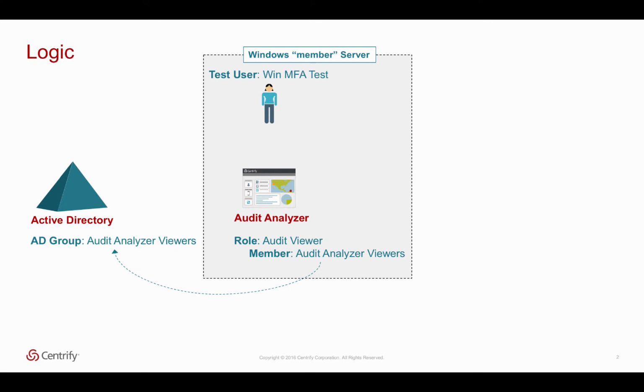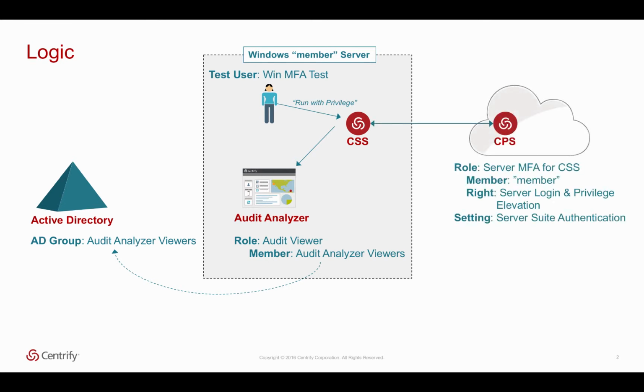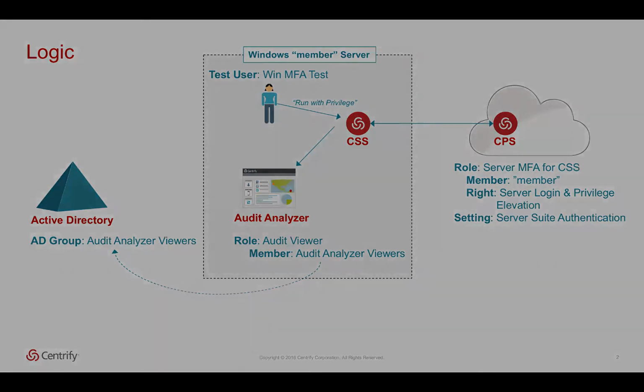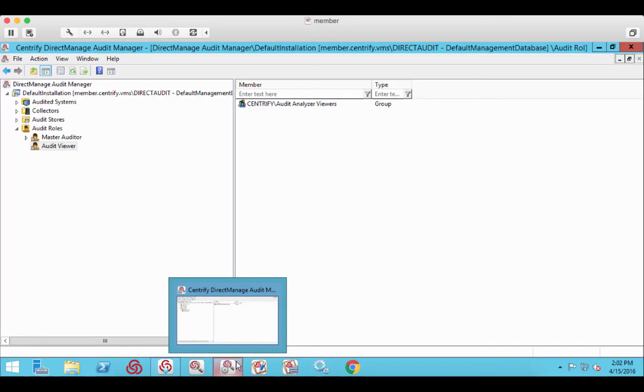Now, our test user is not a member of this group, so I've configured Centrify Server Suite to allow the user to elevate with that group's permissions. Finally, the MFA part, we've configured CSS, the Centrify Server Suite, to ask for a second factor when elevating privilege on Audit Analyzer. And we've configured the privilege service to provide those second factors and to validate the one that's selected by the user. So let's begin that then with the Audit Manager.